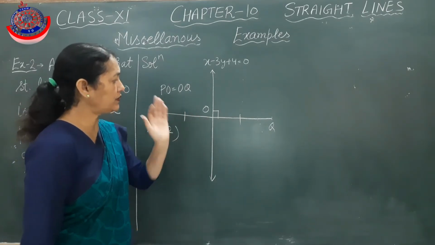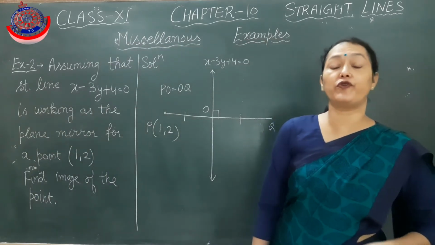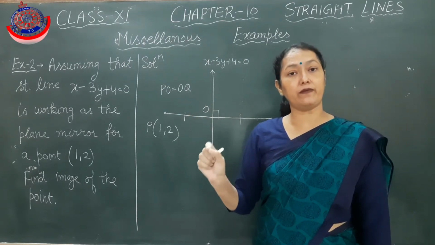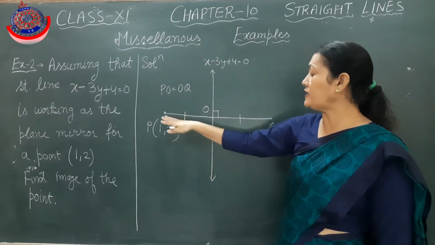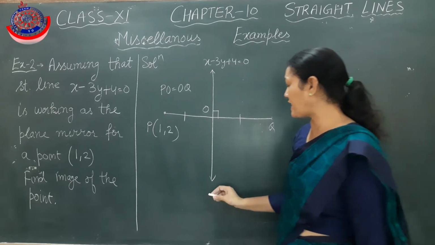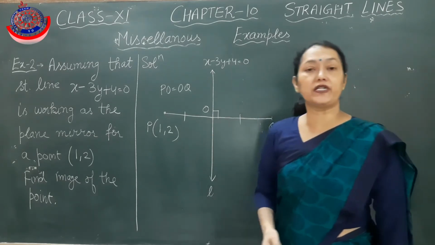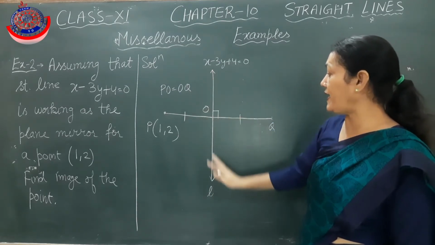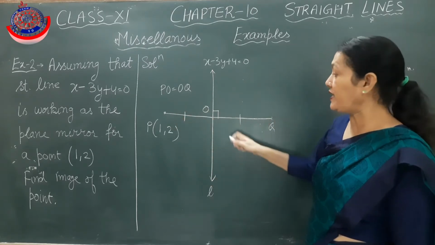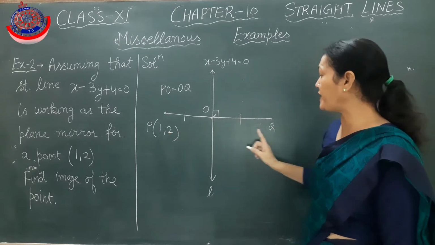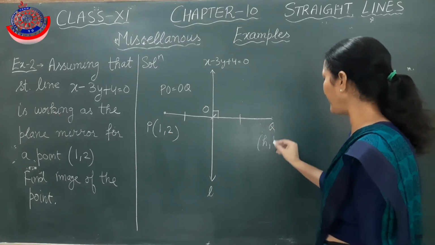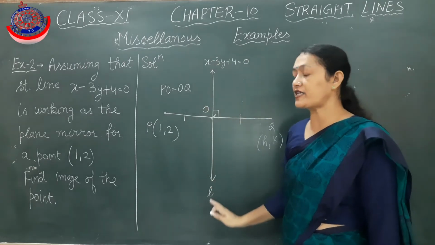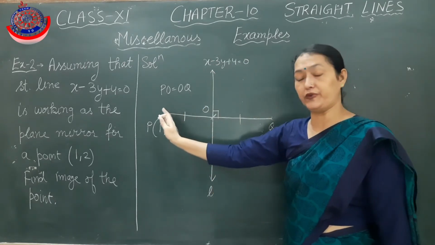So one thing, perpendicular. If we go for the condition of perpendicularity, if two lines are perpendicular, then their slopes have the relation m1 into m2 equals minus 1. So first, we have to obtain the slope for PQ as well as for this line, say L. Then we'll use the condition of perpendicularity. Second thing, this line L is bisecting PQ. That means if we find the midpoint of PQ, taking Q as (h, k), that point will be the intersection point of line L and PQ. So let us do it.